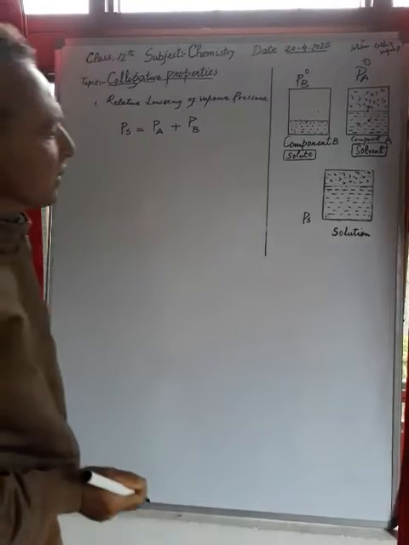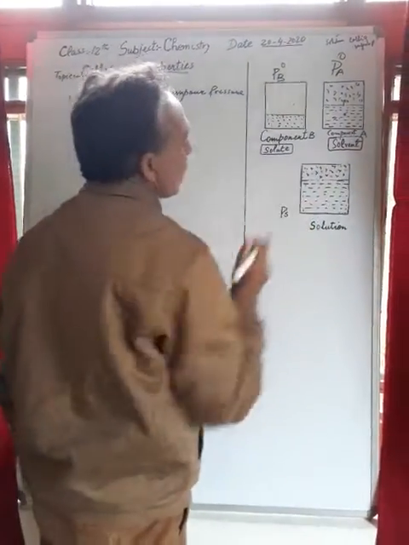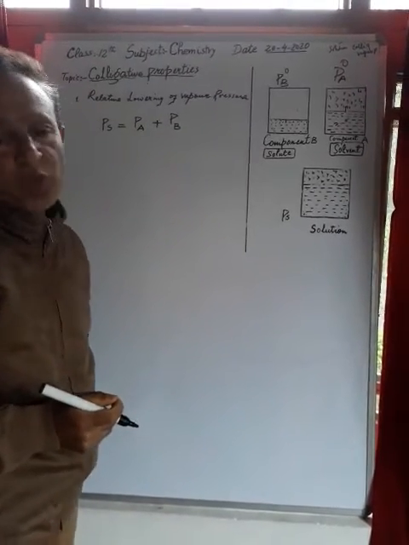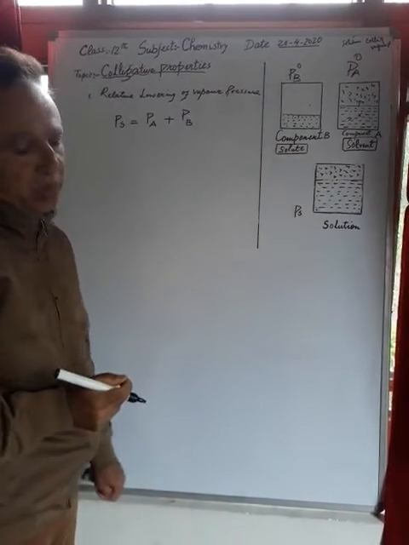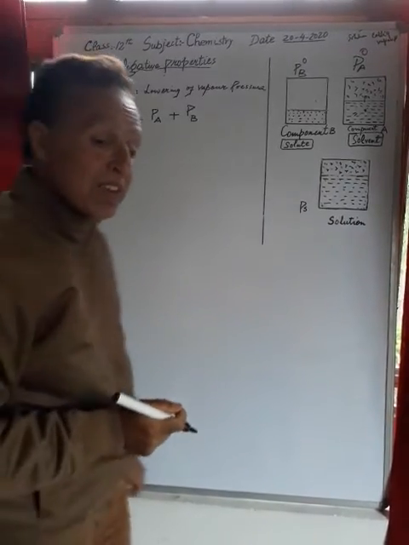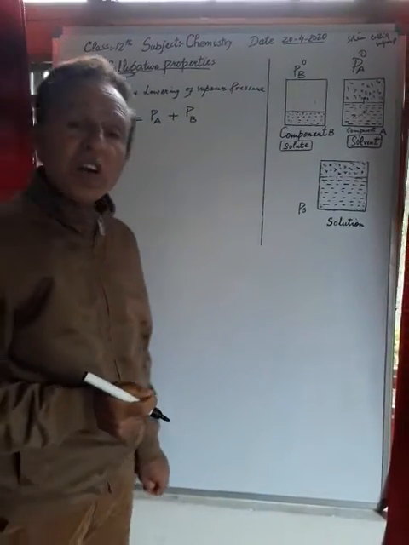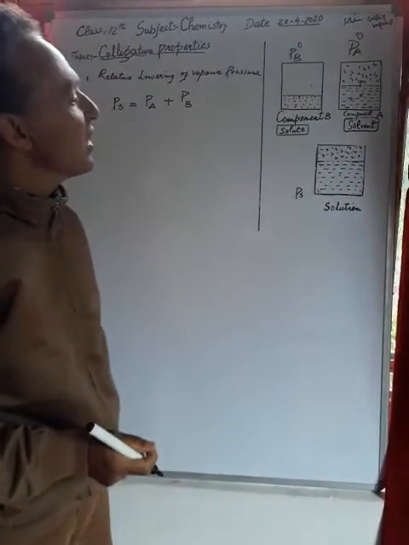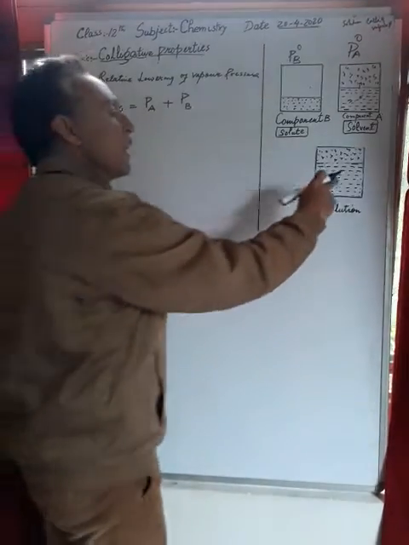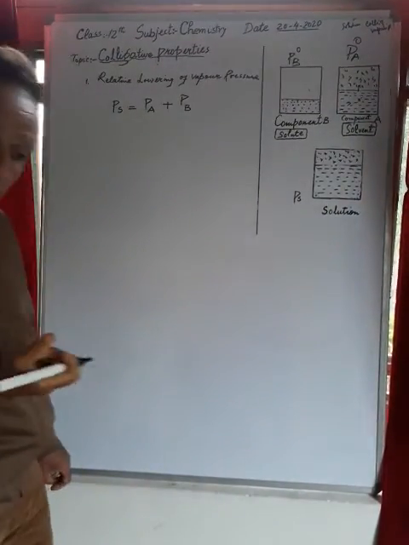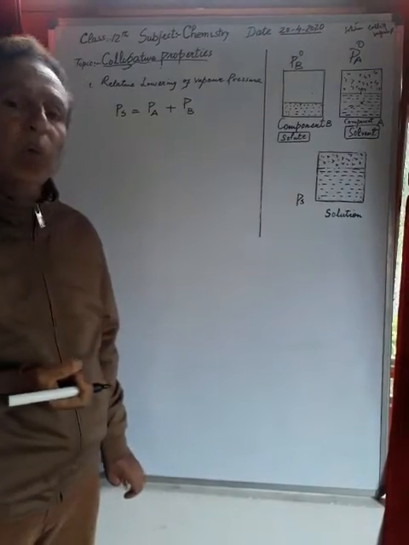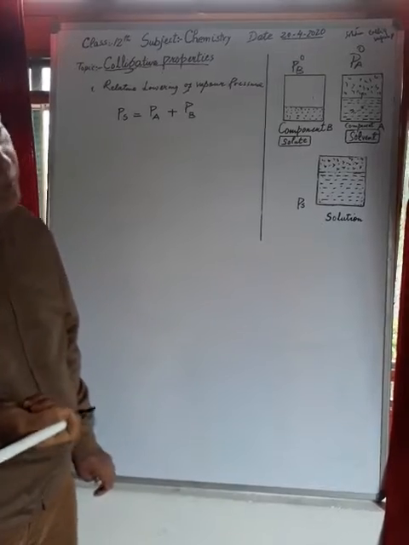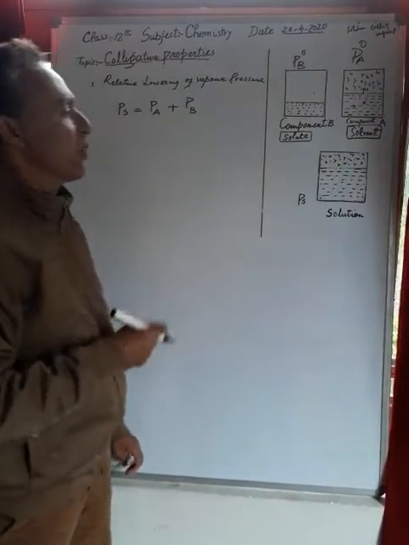And if we have now a solution which contains a non-volatile solute, what do you mean by non-volatile solute? The substance which does not evaporate readily at the existing condition is called a non-volatile solute. The vapor pressure of a non-volatile solute is very low. Naturally, its boiling point is very high.